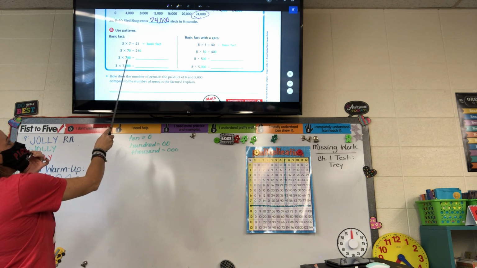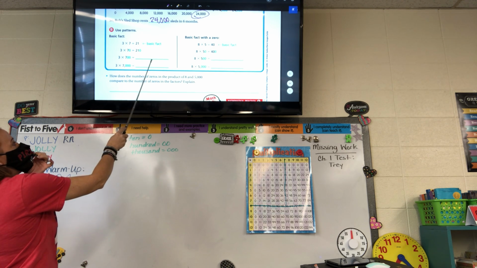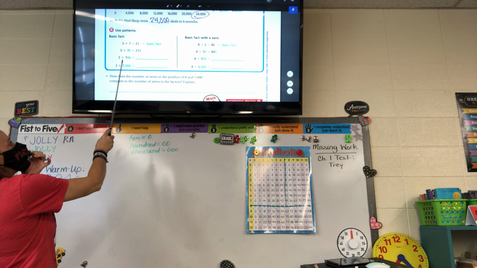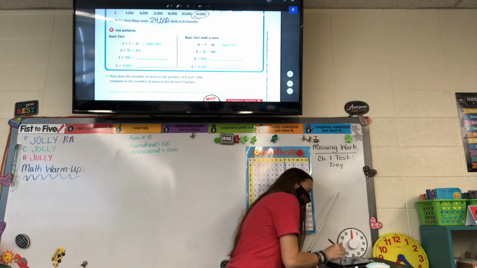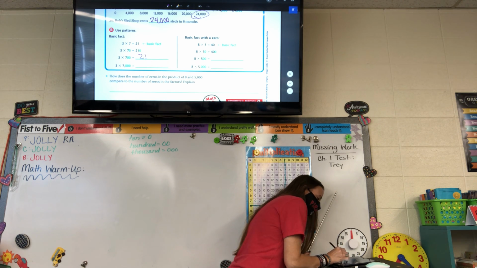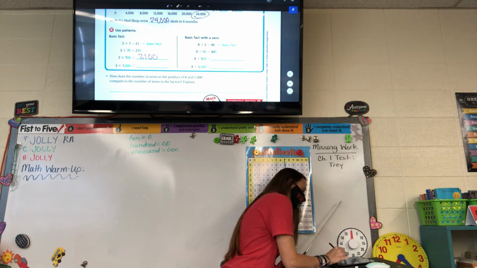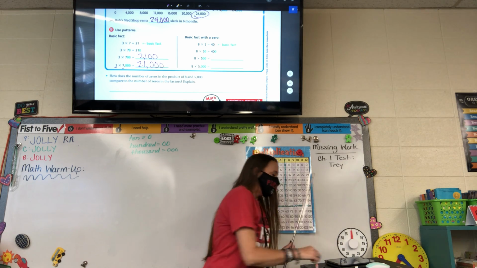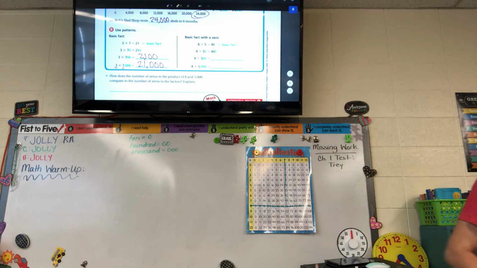If we add 2 zeros to this side, what do we have to do over here? Add 2 zeros, but first we have to write our basic fact answer, which is 3 times 7? 21 with 2 zeros. What does that equal? 2,100. Okay, and then 3 times 7 equals? 21. How many zeros? 3. Which equals? 21,000.